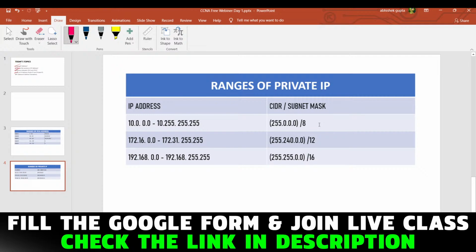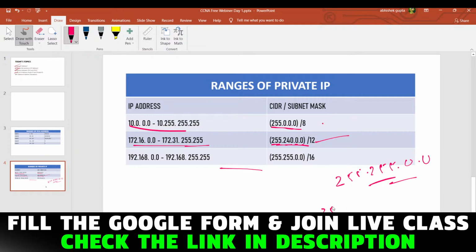Here, if you see the subnet mask, in class A it will be 255.0.0.0. But in class B, the default subnet mask is 255.255.0.0, right? But here you can see it is 255.240.0.0, because we have done subnetting here. After doing this subnetting, they are providing us a private IP address. Got it?